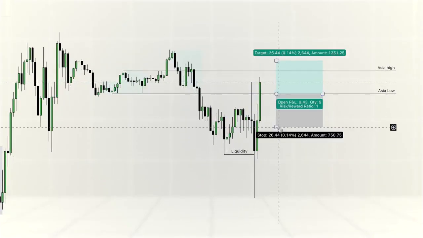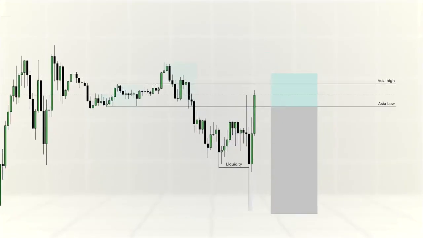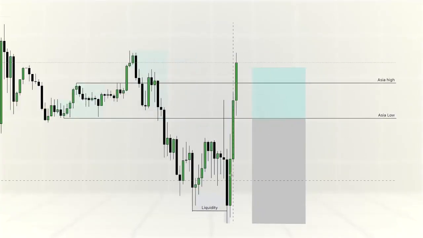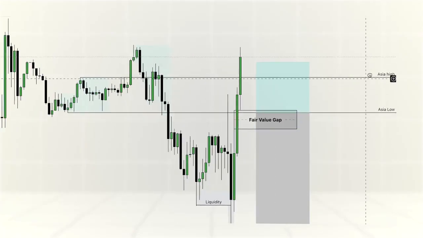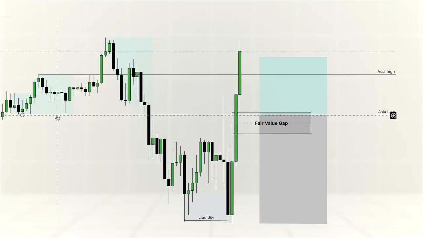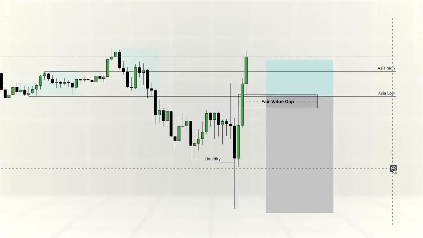Where do we place our stop loss? If we look here, we could place our stop loss below this low, but that stop loss is extremely large. However, if we wait one more candle, what do we see? We see a fair value gap form. This fair value gap aligns perfectly with the Asian low. Now we can place our stop loss below the start of the fair value gap.